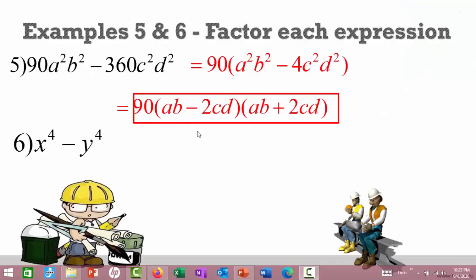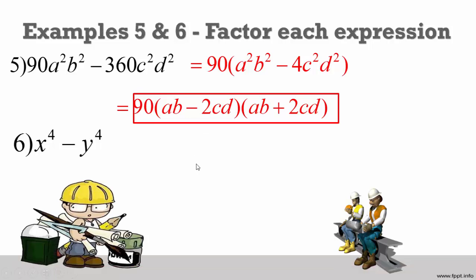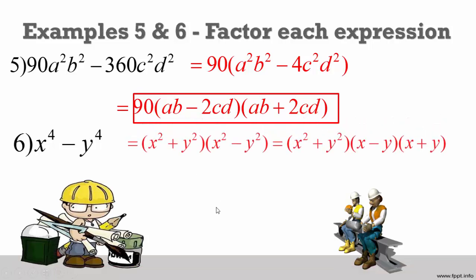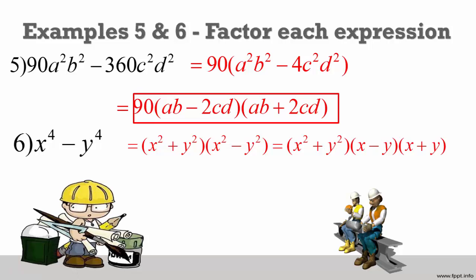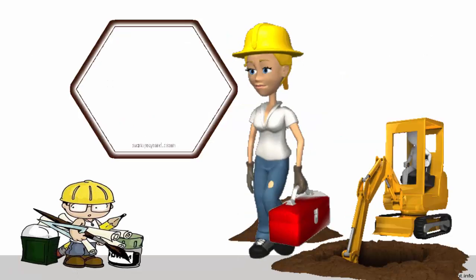Summarizing what we just did on the whiteboard for example number 6, we got the difference of two squares, x squared plus y squared times x squared minus y squared. But we saw we can factor this one out further as x minus y, x plus y. So remember that when we have the difference of two squares, we want to factor out all of the differences of two squares.